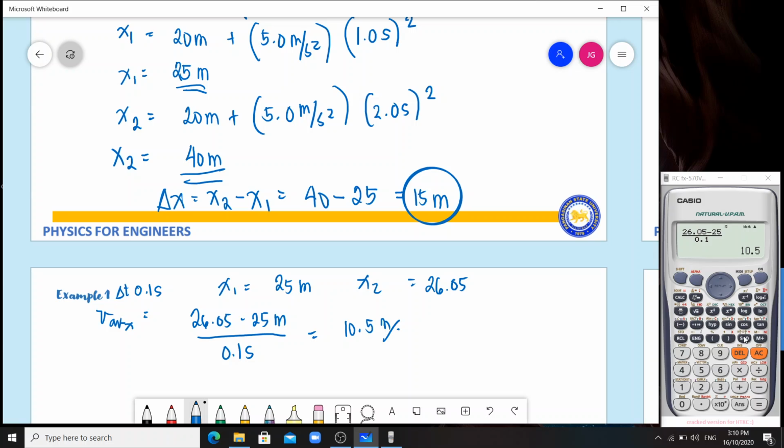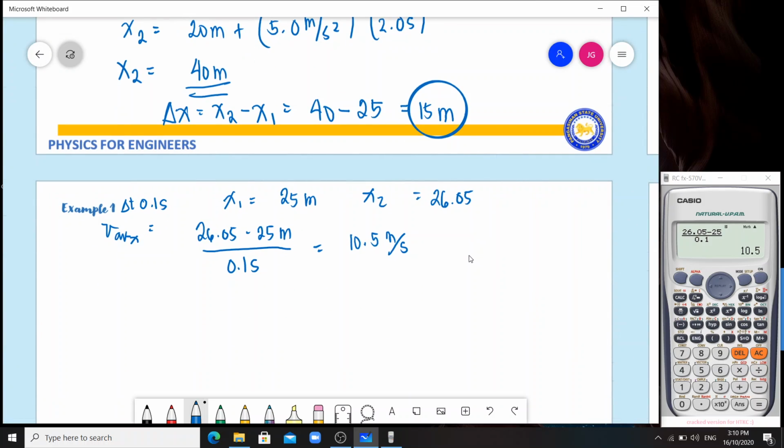10.5 meters per second. Okay, good. Now, the next one is our delta t should be 0.01 second. Okay? So, in order to have that, ang T2 natin dapat is 1.01 second. Ang T1 natin is 1 second. Diba? Para magkaroon tayong change of time na 0.01. Okay? So, we have first to know what is x2 at 1.01 seconds.